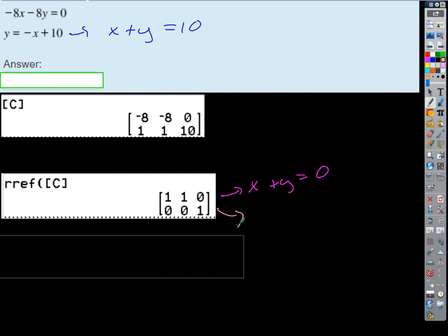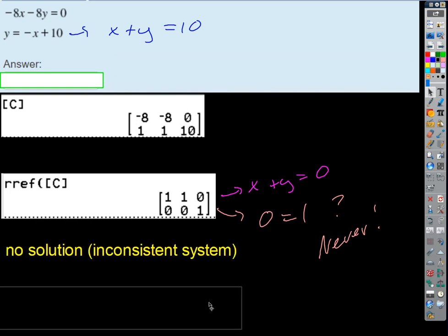Yeah, it tells us 0x plus 0y, which is 0, equals 1. Is that true ever? So what do you think the math gods are telling us when the bottom row of the matrix that we get back says 0 equals 1? No solutions, right? That can never happen. And so this is no solutions. It's an inconsistent system, right? The lines never cross.